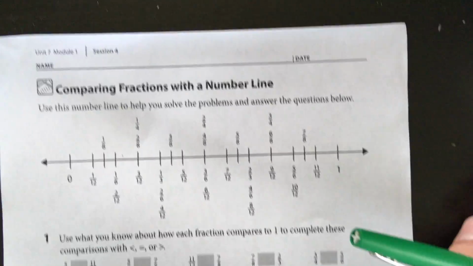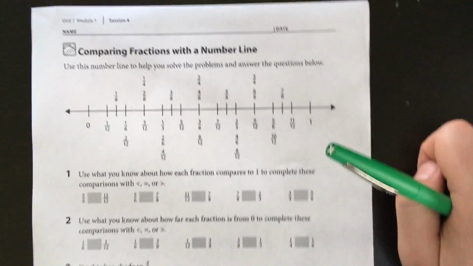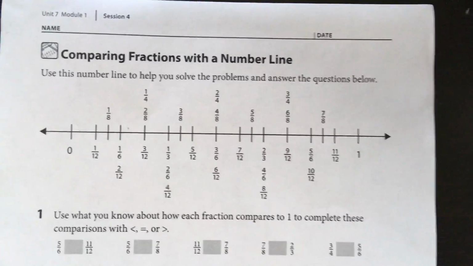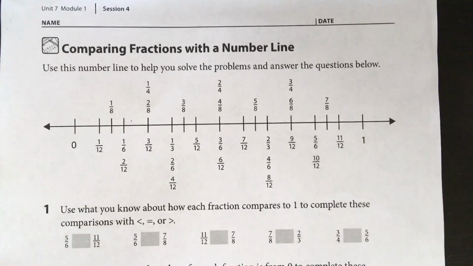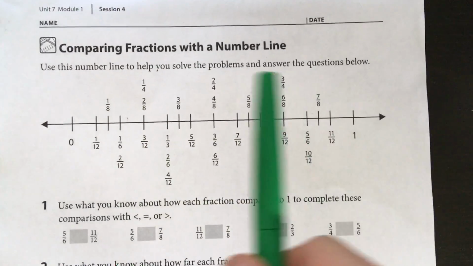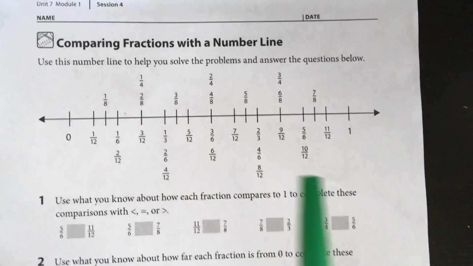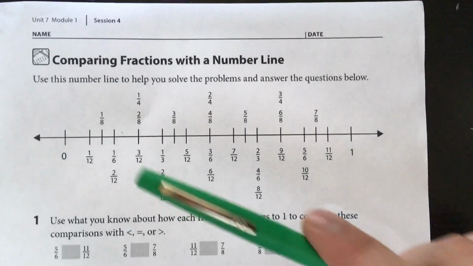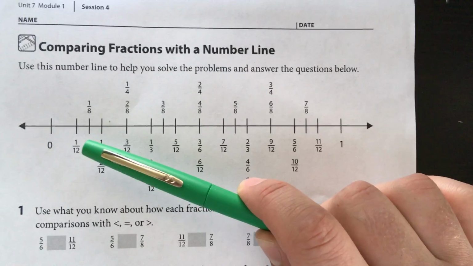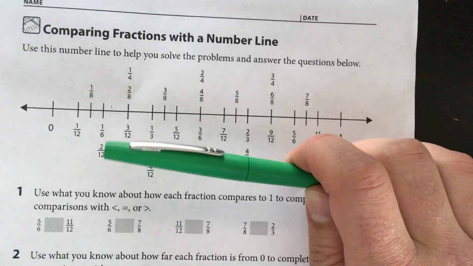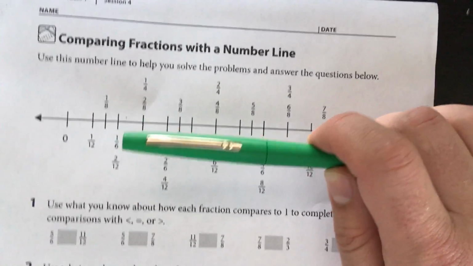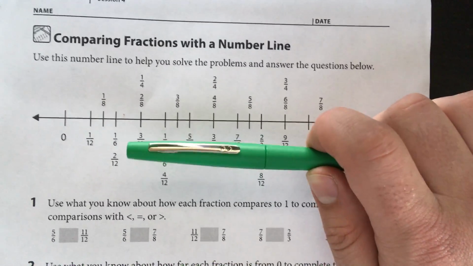Now, in your learning packet, you've got this page right here. This is comparing fractions with a number line. You can see we've got a number line right here. We've got 0 on one end and 1 on the other, and all of these fractions are between 0 and 1. You notice that some fractions are on their own, like 1/12 or 1/8, and we also have some equivalent fractions like 1/6 and 2/12.